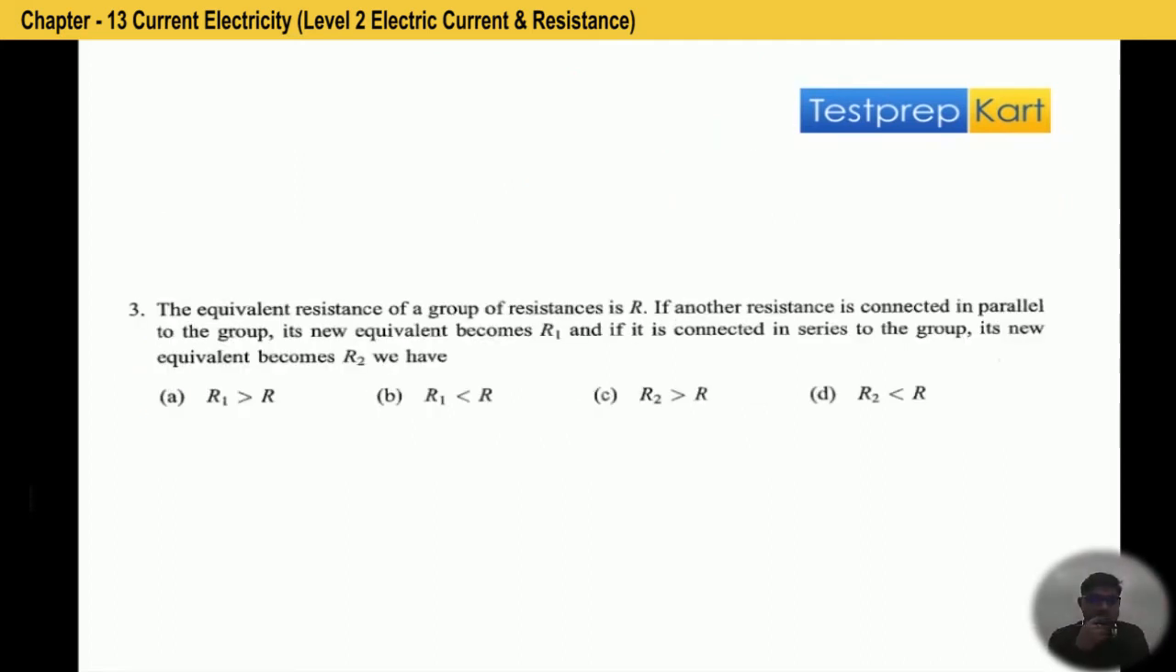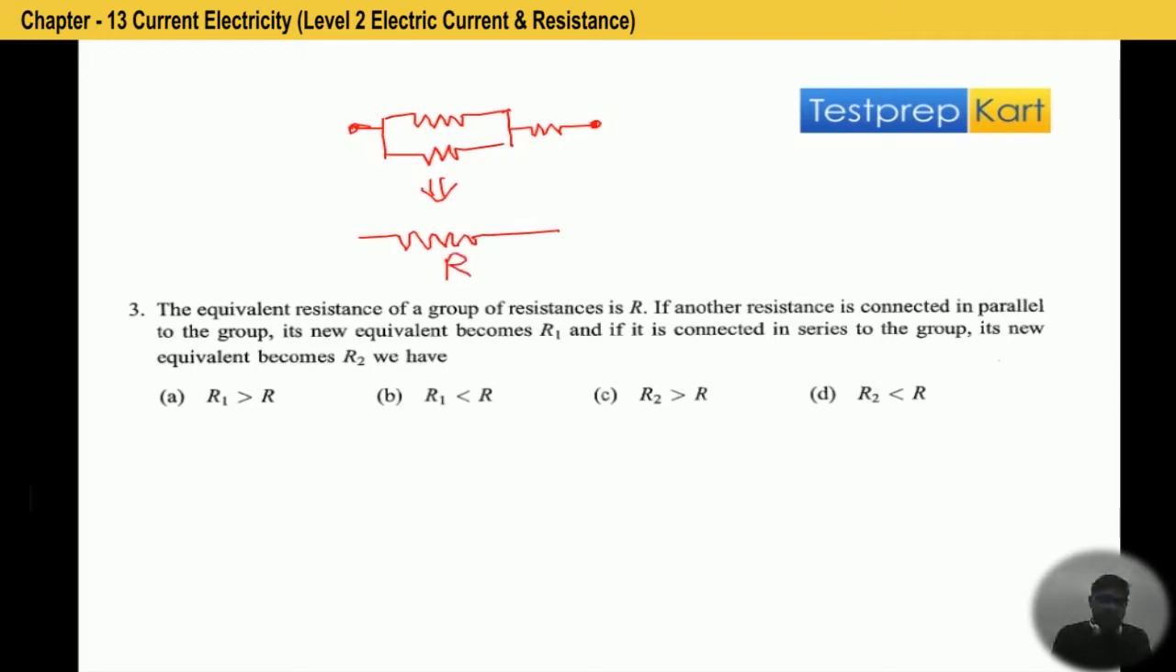Okay, the next question is: the equivalent resistance of a group of resistances is R. If another resistance is connected in parallel to the group of resistances, then the new resistance becomes R1. If this resistance is connected in series to the group of resistances, then the new resistance becomes R2. So suppose we have a group of resistances, it can be anything. Suppose this is our combination, and for that we are getting an equivalent resistance R.